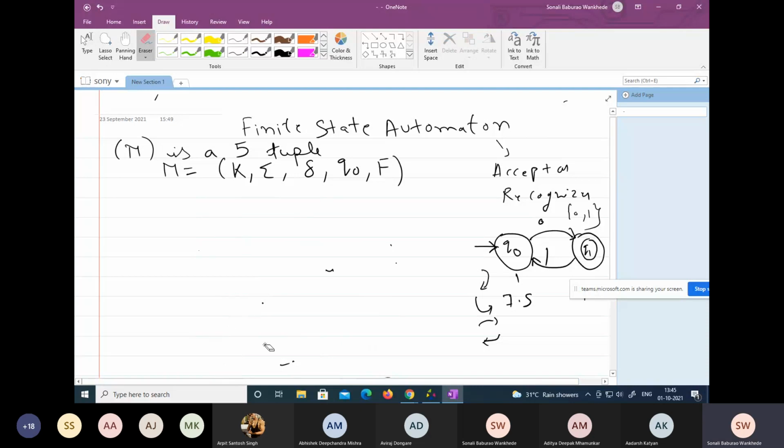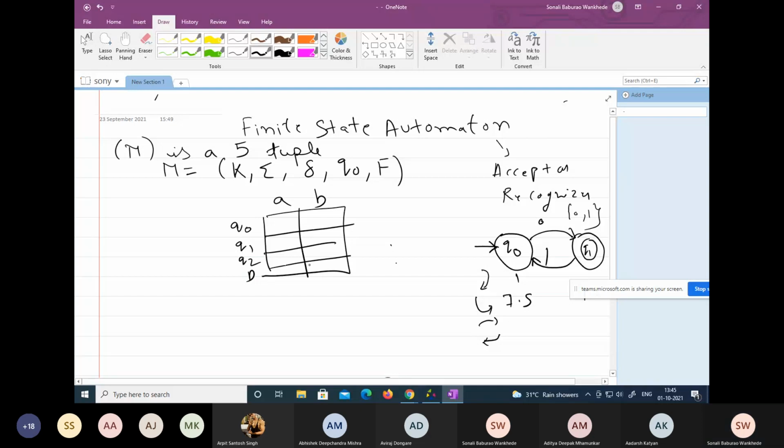And one more thing here to remember is that delta is shown by a table. Delta means we have to show that in terms of a state table, where you can have various inputs. For example, my two inputs are A, B, and your various states, Q0, Q1, Q2, dead state, etc. And then I have to show the transition in between them.